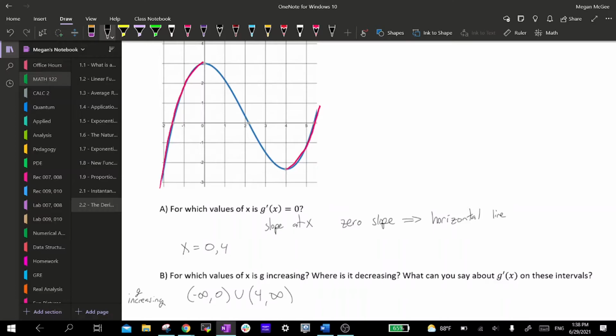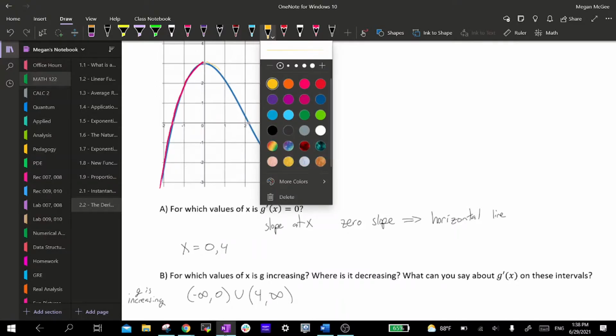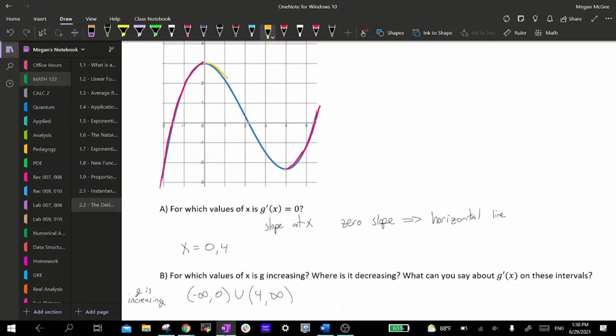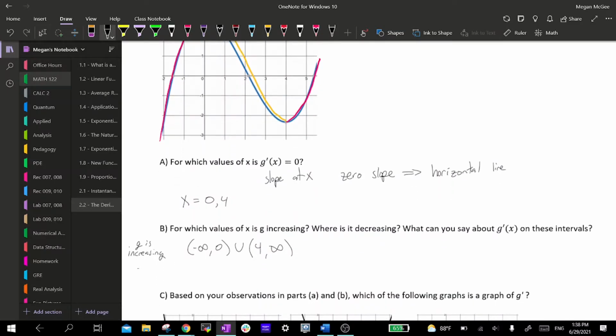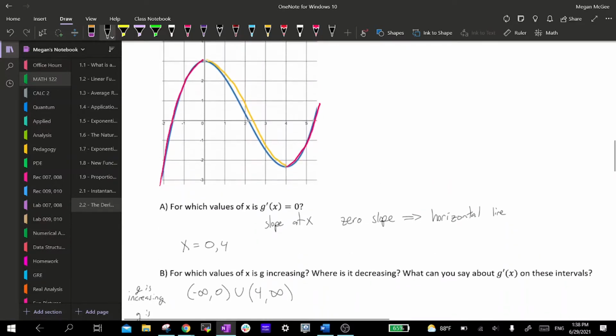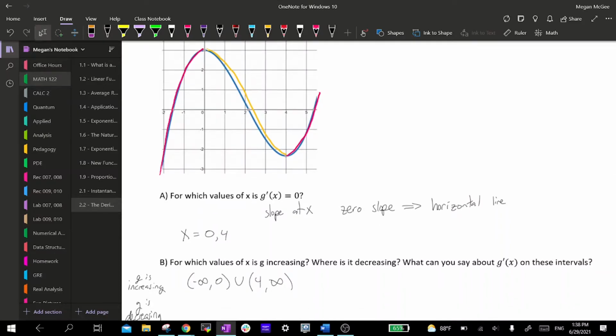I'll say g is increasing. All right, so where is g decreasing? Well, g is decreasing. Make this bigger. There we go. g is decreasing on this section. All right, so g is decreasing from 0 to 4.